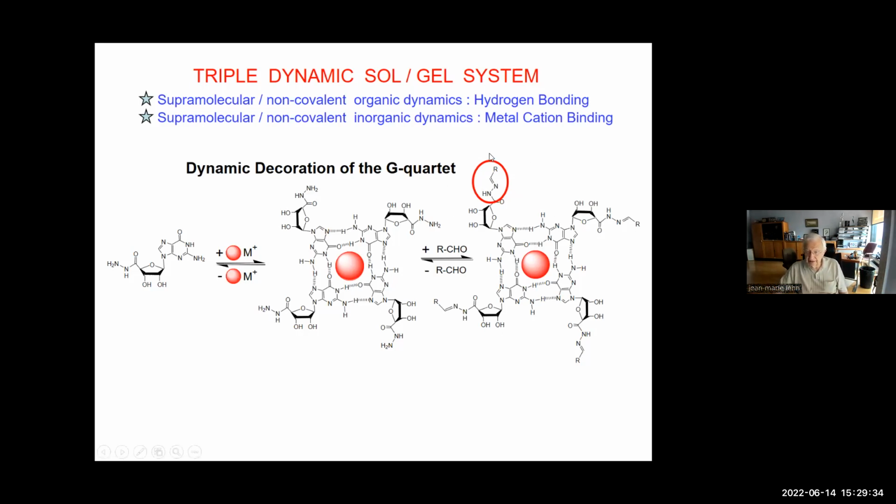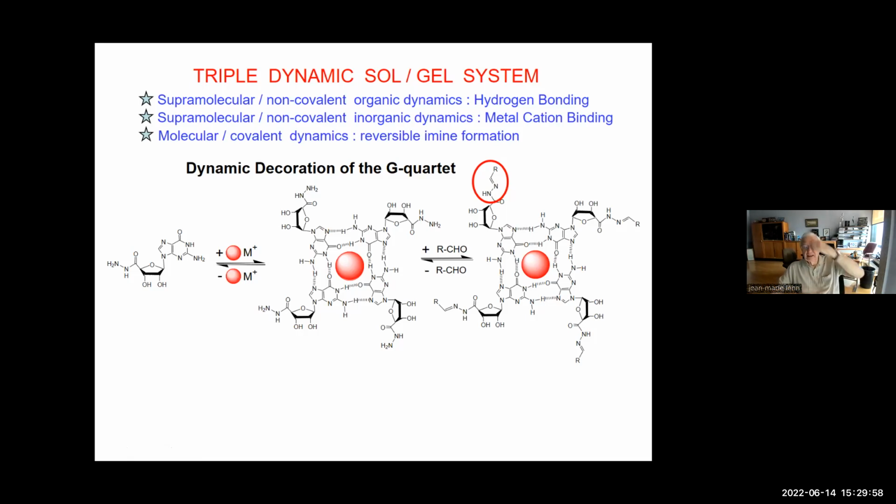So, as I said, this is a gel, and the properties of this gel will depend on the nature of the aldehyde, which is used to decorate the outside. This is now a reversible decoration with aldehydes. This is a reversible imine formation.